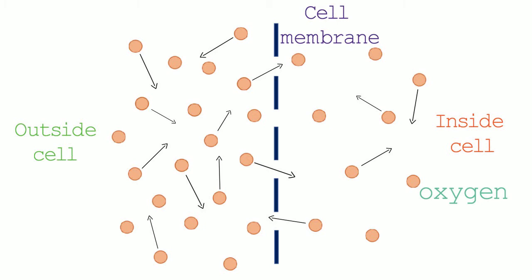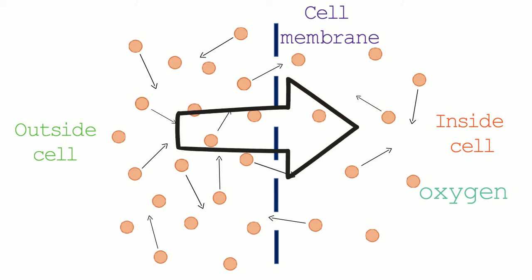From the diagram we can see that there is a greater concentration of oxygen outside the cell compared with inside the cell. This means that there's going to be more oxygen particles moving from outside the cell to inside the cell, which is a rightwards direction, and less oxygen particles moving from inside the cell to outside the cell, which is a leftwards direction. Therefore, we can say that there is a net inflow of oxygen from outside the cell to inside the cell caused by diffusion, so the net movement is in a rightwards direction.